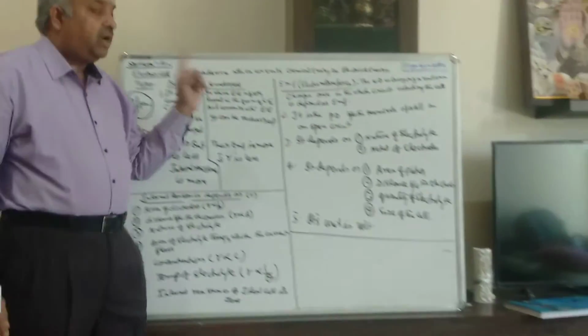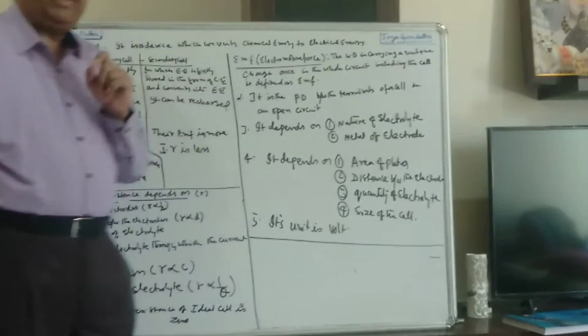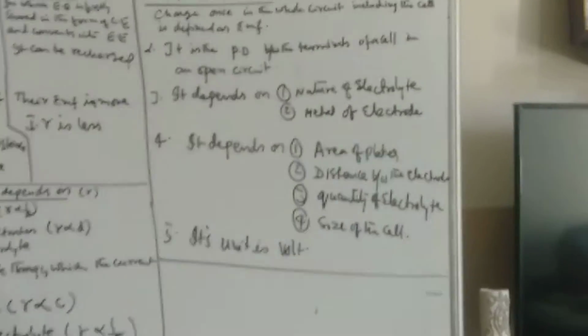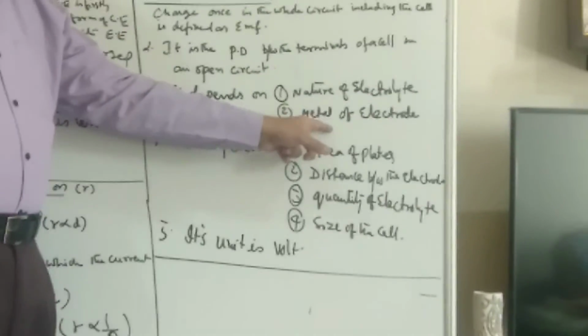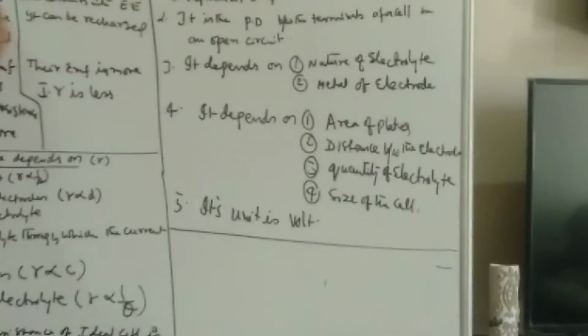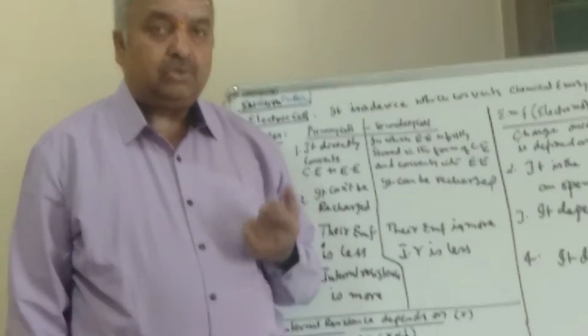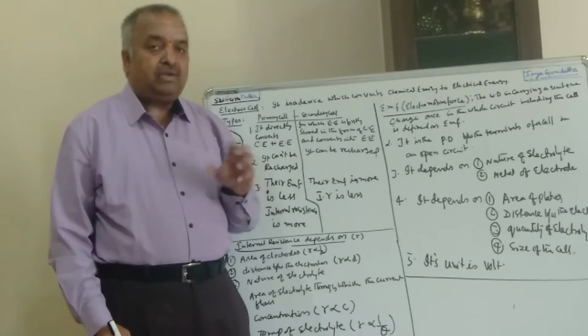Now, on what factors does the EMF depend? The EMF depends on the nature of the electrolyte. What is meant by electrolyte? An electrolyte is nothing but a chemical solution. For example, copper sulfate solution is an electrolyte. It also depends on the metal of the electrode. An electrode is nothing but a rod, cathode and anode. So Cu++ and SO4-- are the cathode and the anode side.